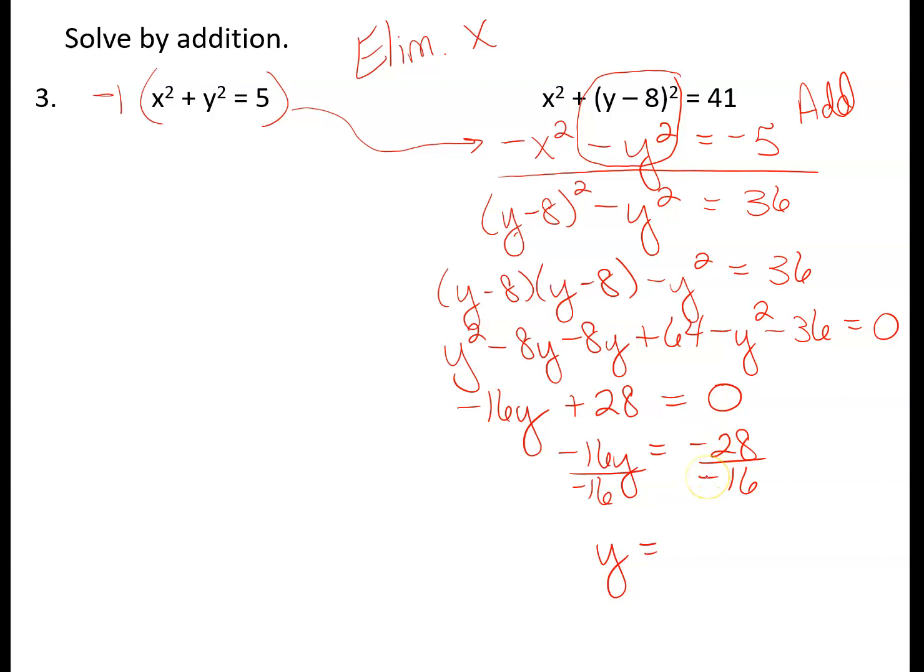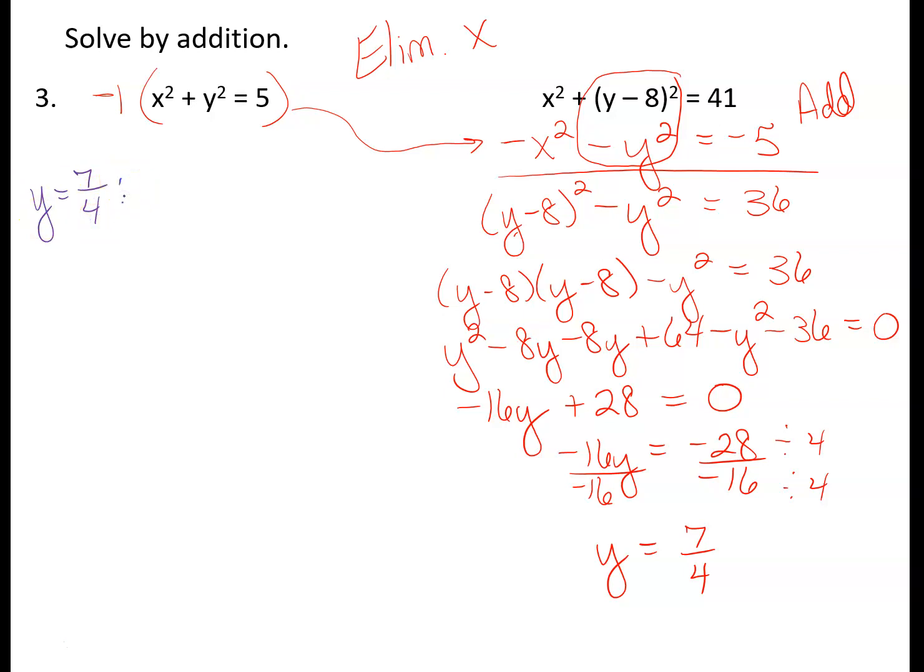Negative divided by negative is going to make it positive, and we can divide the top and bottom by 4. So we get 7/4 for y. Okay, so once you get an answer for one variable, you're going to substitute back into one of your original equations. So I'm going to go into this first one here, and we're going to plug in, we'll change colors. We're going to plug in y equals 7/4.